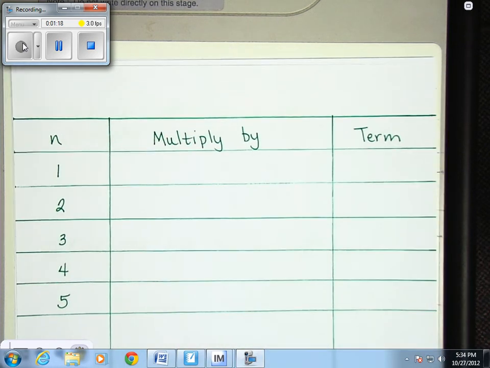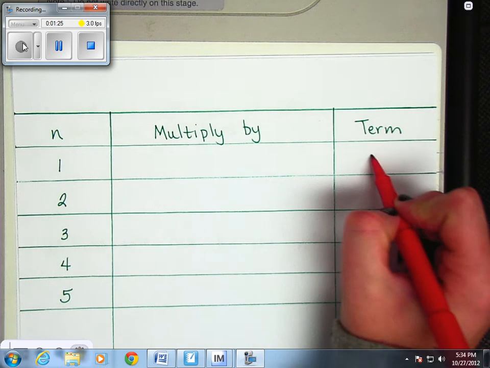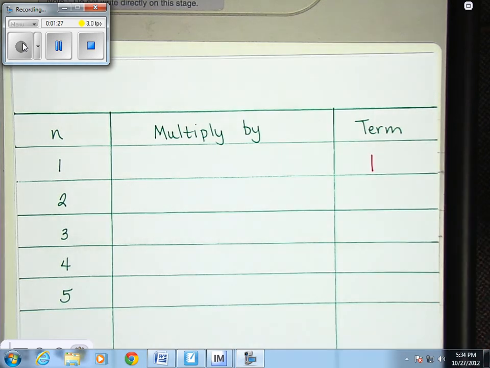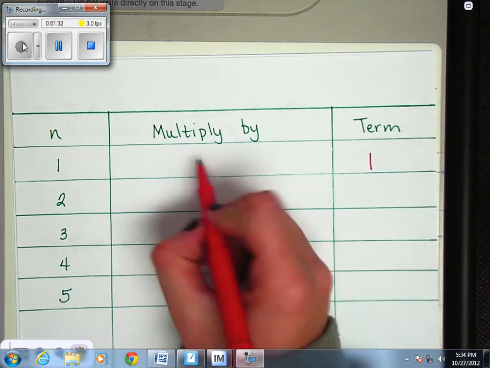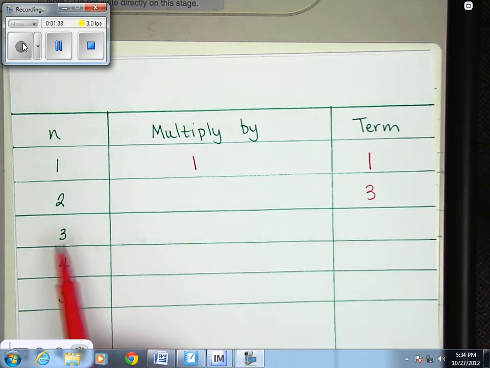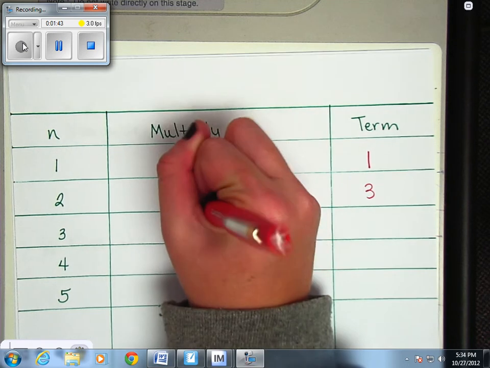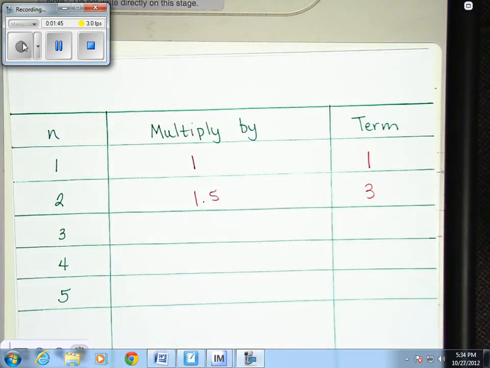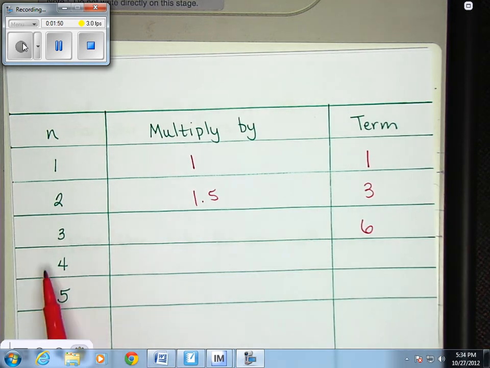So our first triangular number is 1. So the first term is 1. What do you multiply 1 by to get 1? 1. Right. What was our second triangular number? 3. What do you multiply 2 by to get 3? 1.5. What is the third triangular number? 6. And what do you multiply 3 by to get 6?